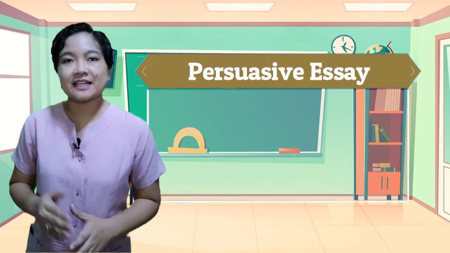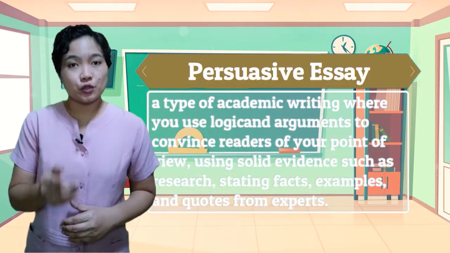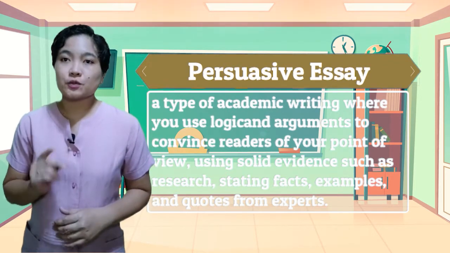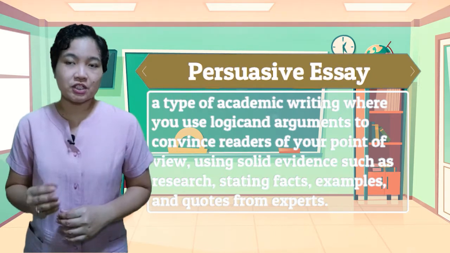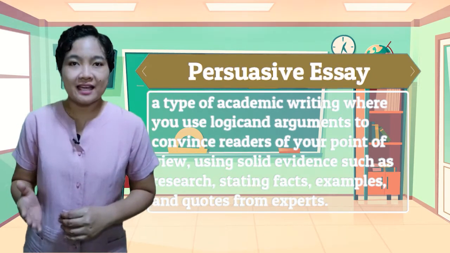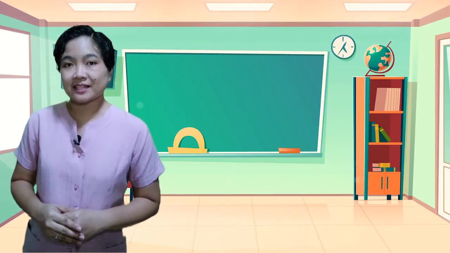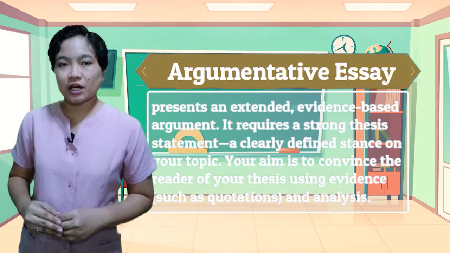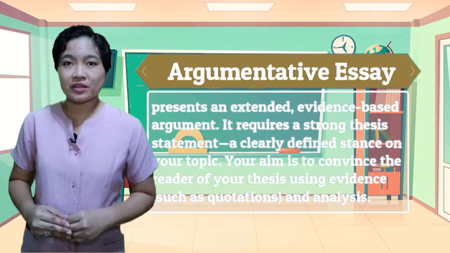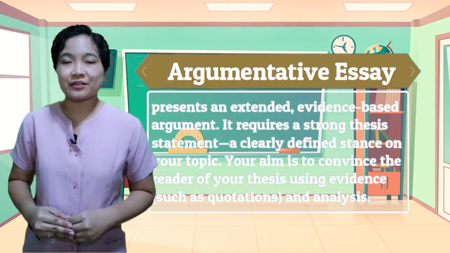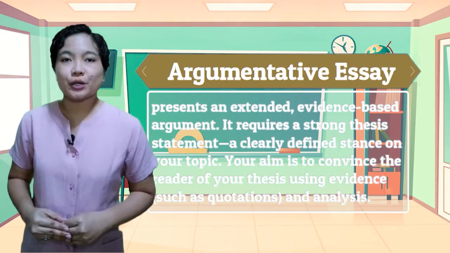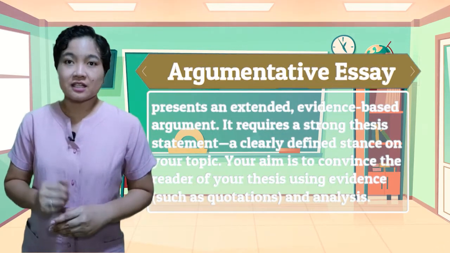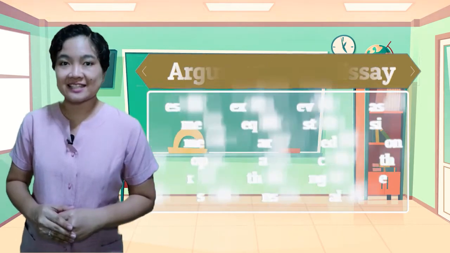Persuasive essay. It is a type of academic writing where you use logic and arguments to convince readers of your point of view, using solid evidence such as research, stating facts, examples, and quotes from experts. And argumentative essay. It presents an extended evidence-based argument. It requires a strong thesis statement, which is a clearly defined stance on your topic. Your aim is to convince the reader of your thesis using evidence, such as quotations and analysis.